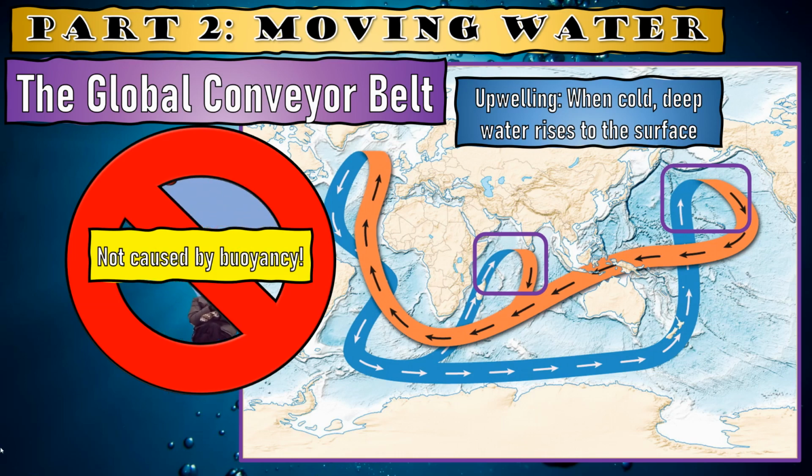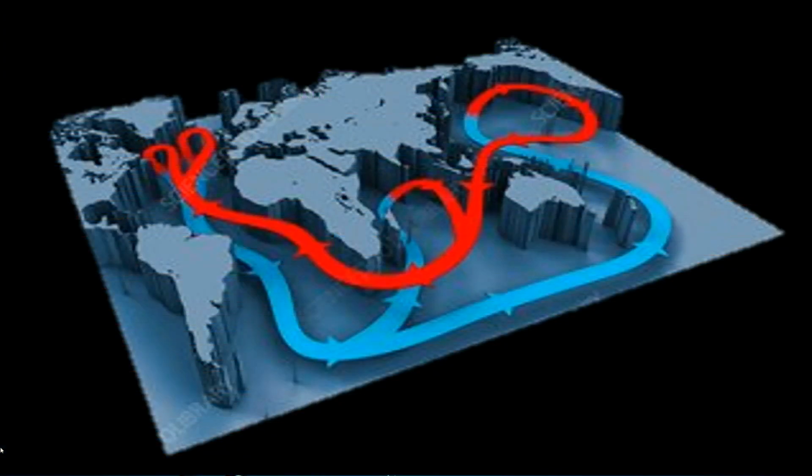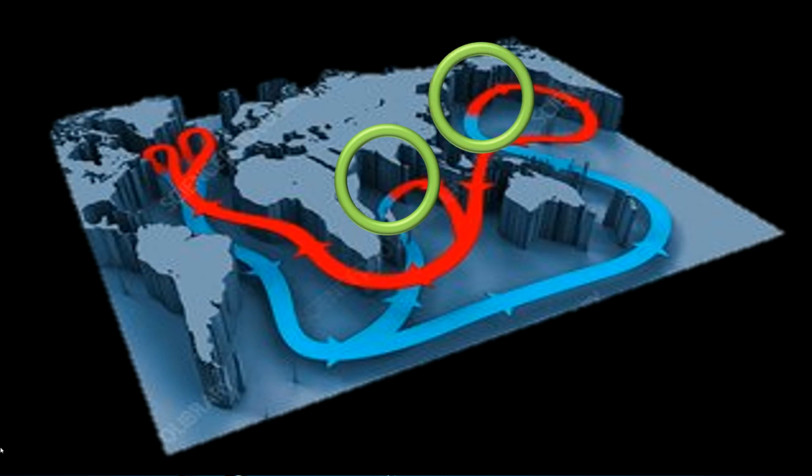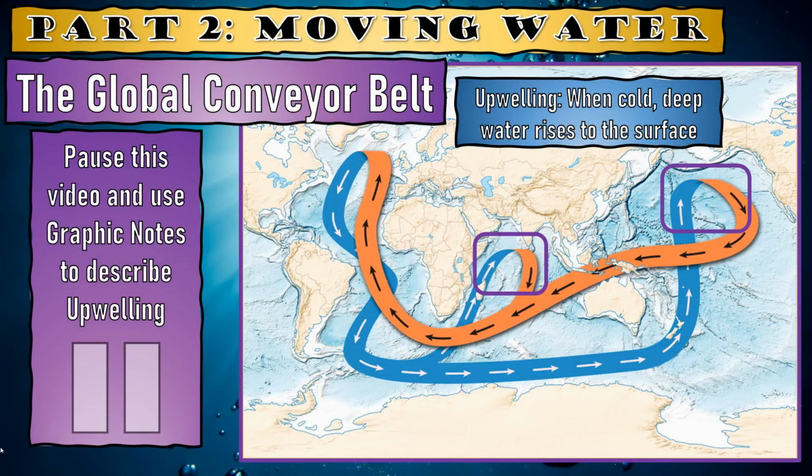The fact is that these water bodies on the bottom of the ocean are hitting land masses. They're hitting India and they're hitting Alaska. And if you remember, this whole global conveyor belt is 3-dimensional, meaning that even though it looks sort of flat on that map there, it's actually going up and down quite a bit from the surface of the ocean to the bottom of the ocean. So that area of upwelling right near India and right near Alaska, the deep water literally hits the land and gets pushed up to the surface of the earth. That is upwelling. Please pause this video and use graphic notes to describe upwelling in your notebook.